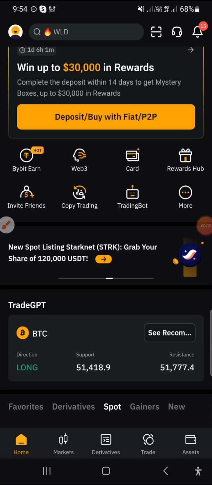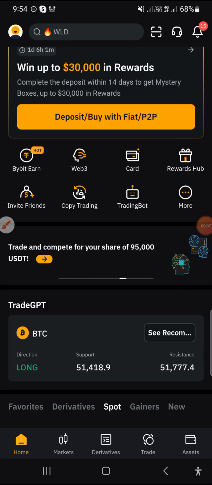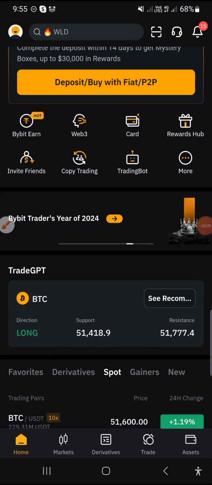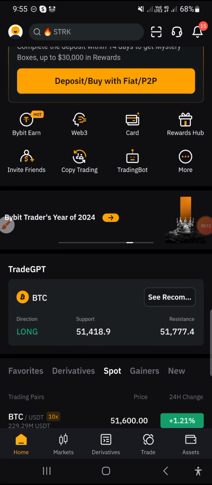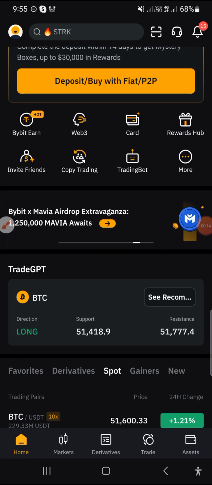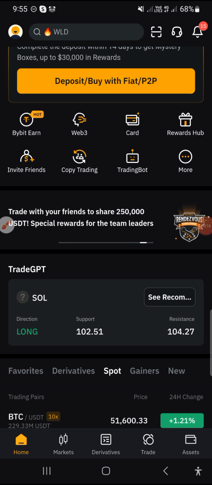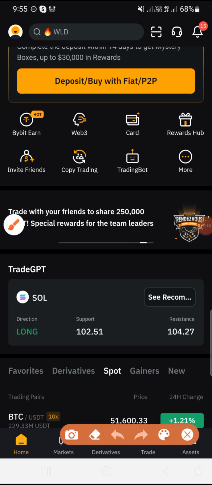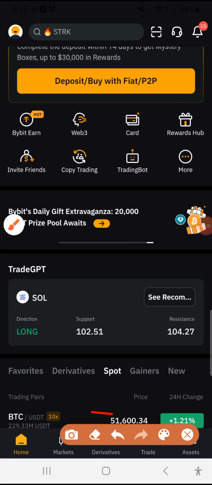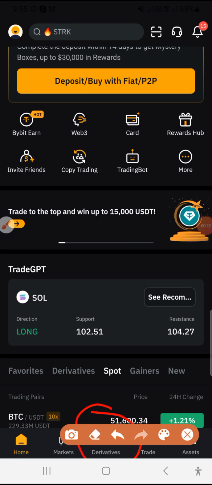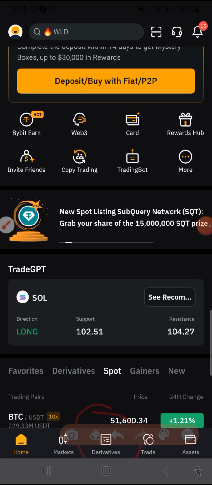Okay. I've taught you how to do spot trading. So in this video, I'm going to show you how to do futures trading on Bybit. All you need to do is just go to derivatives. You will see derivatives below here, where I circled now. That is derivatives.